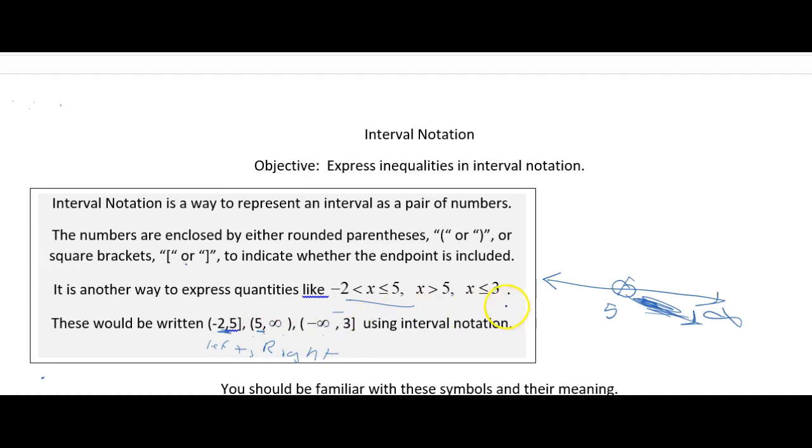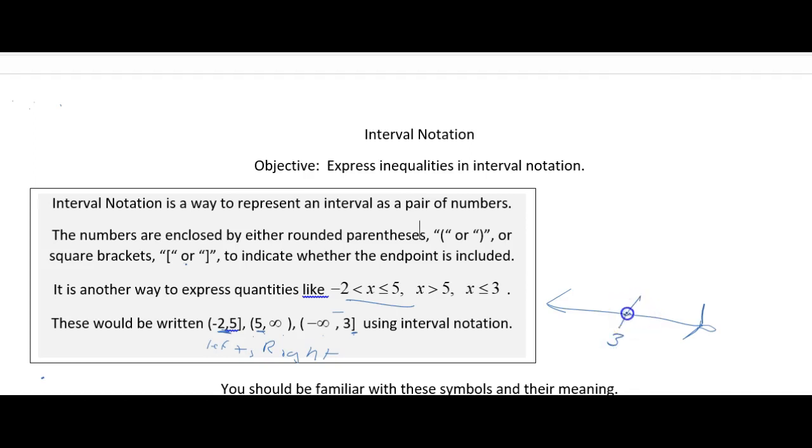Negative infinity to 3 for the x less than or equal to 3. Now notice for the 3 we have this square bracket. That's because the equal sign is there, the 3 is included. That one would be a little different, but similarly we will look at our number line to tell us what to do. There's our number line. I have to learn to draw straight, sorry. And here's our 3. That 3 is an important number.